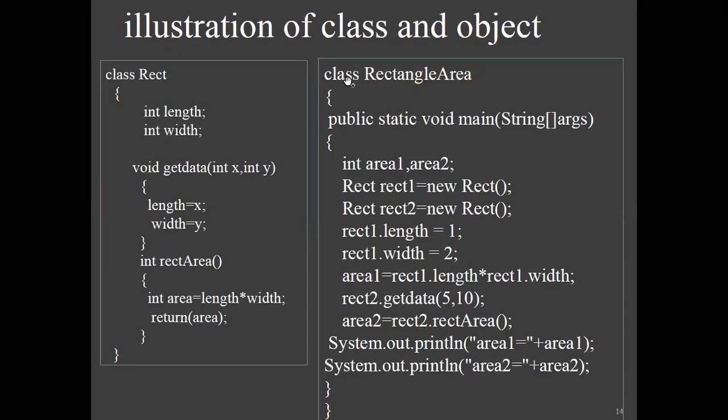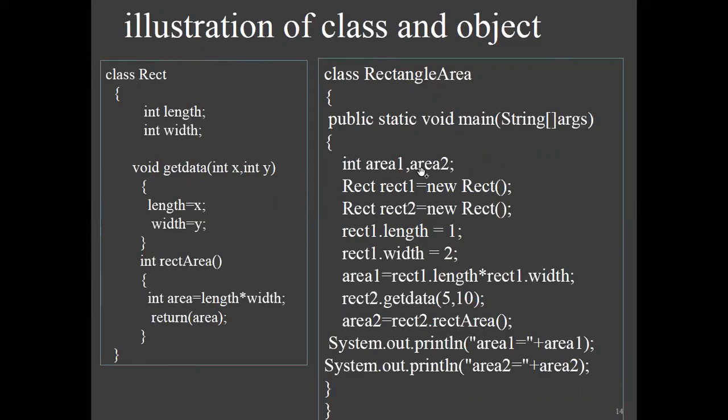Here comes the actual example illustration of the class and object. This part is the entire class, and we are going to use this class in the main program. So how will you write the main program? As you know, we need to declare one class, and inside it we need to write public static void main(String args[]).